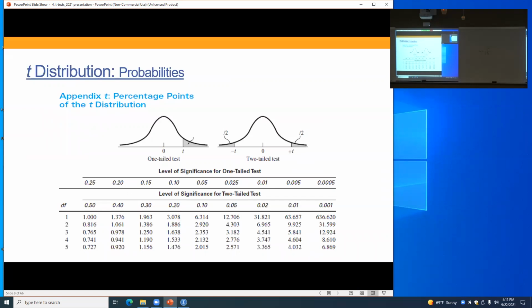But all right, here's our T distribution going through. We will probably not use this a whole lot.